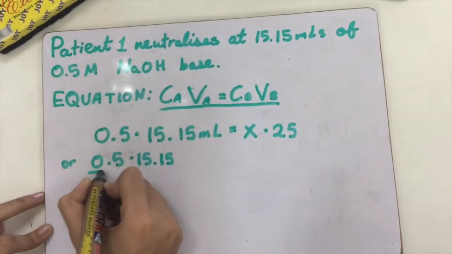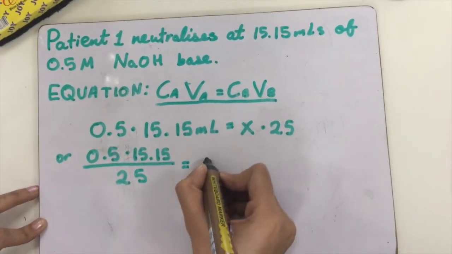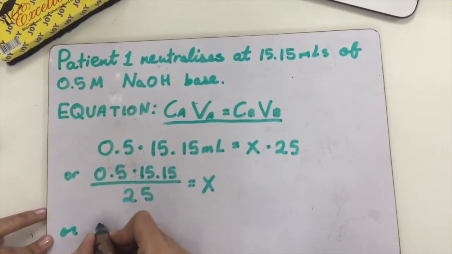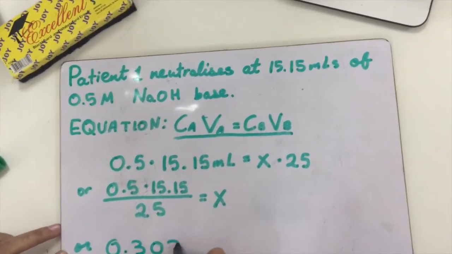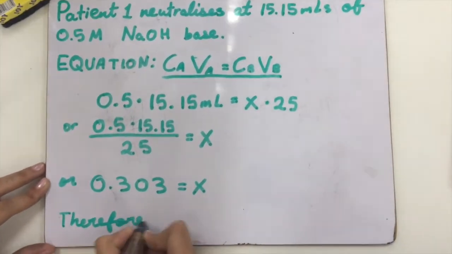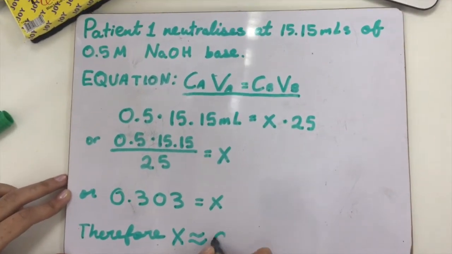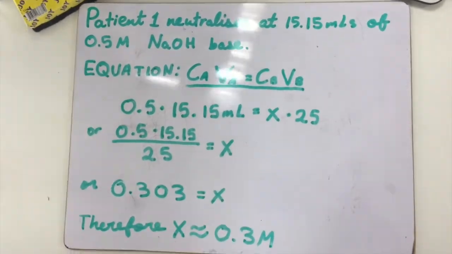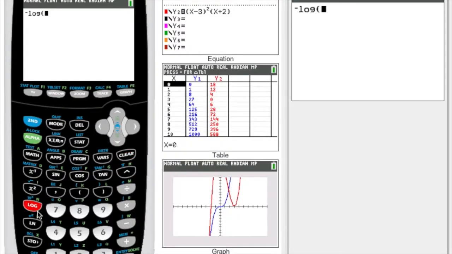Dividing both sides by 25 isolates X, and solving for the left side gives 0.303. Therefore, X is around 0.3 moles. Taking the negative log of this gives the pH, and the negative log of 0.303 is around 0.5.